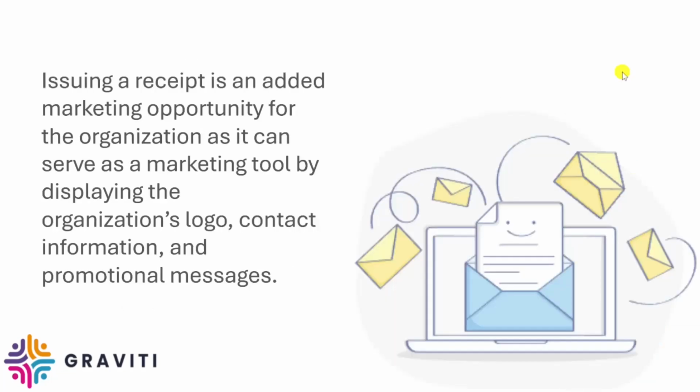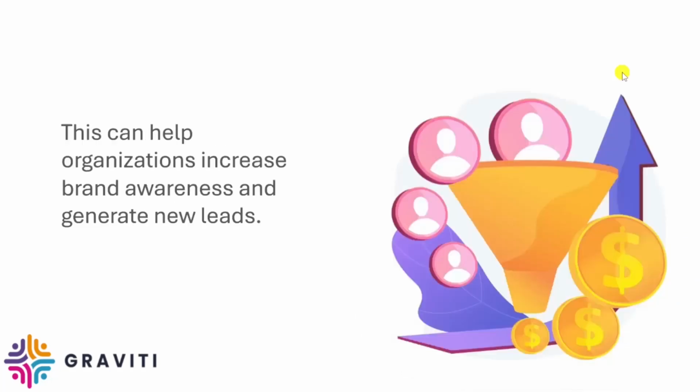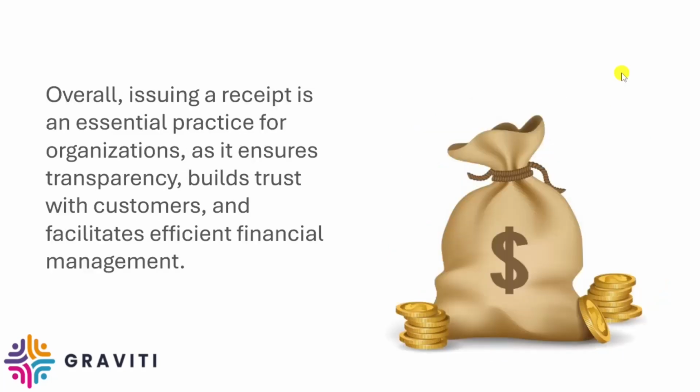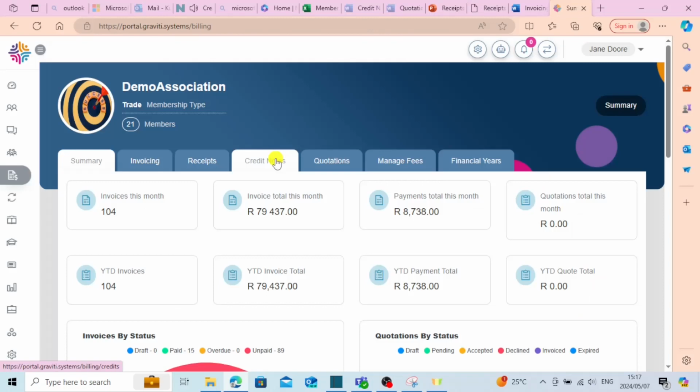Issuing a receipt is an added marketing opportunity for the organization, as it can serve as a marketing tool by displaying the organization's logo, contact information, and promotional messages. This can help organizations increase brand awareness and generate new leads. Overall, issuing a receipt is an essential practice for organizations, as it ensures transparency, builds trust with customers, and facilitates efficient financial management. Now we will go into how to record a receipt of payment on Graviti AMS.